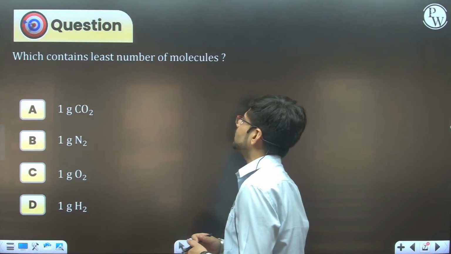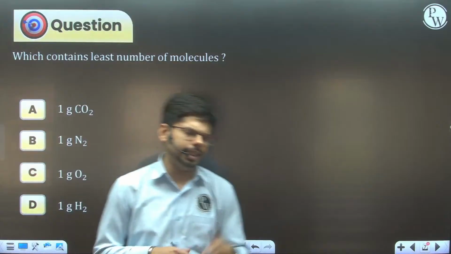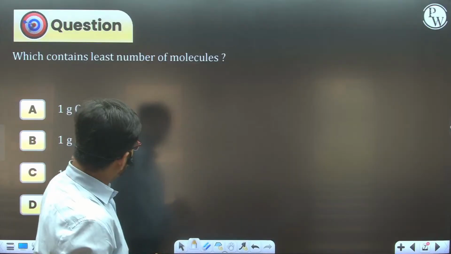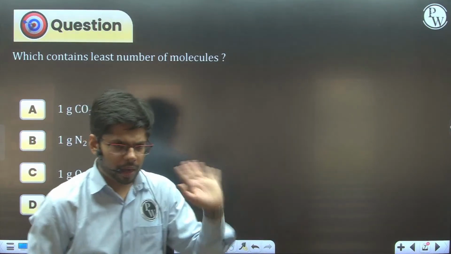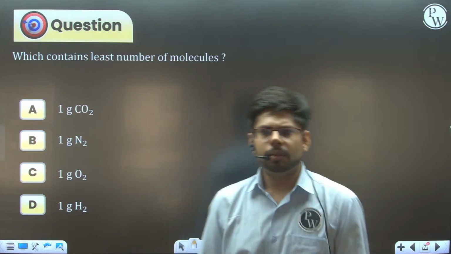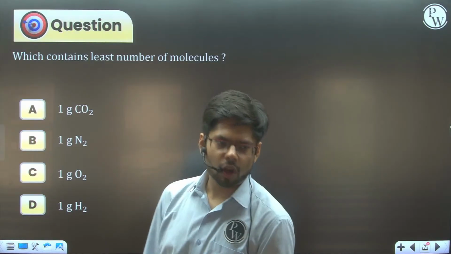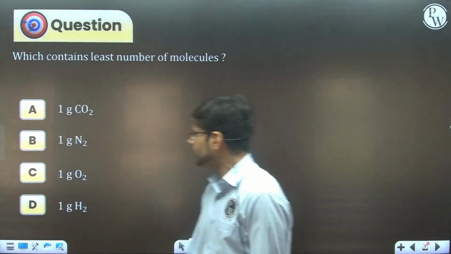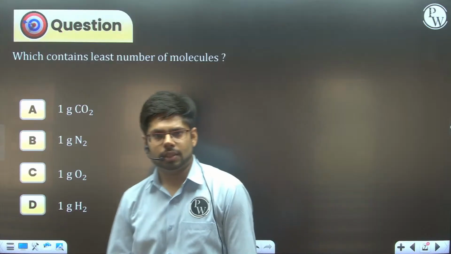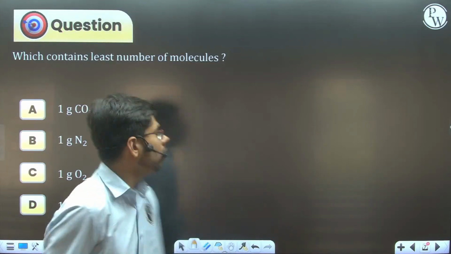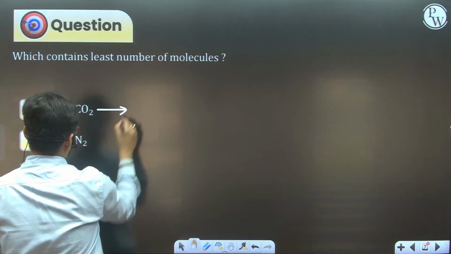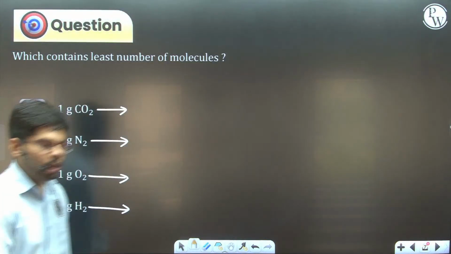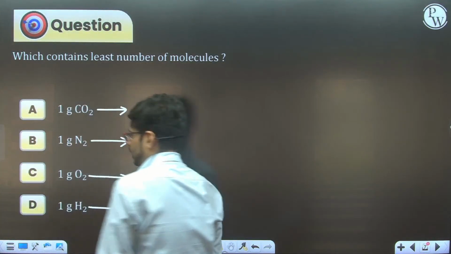Which contains least number of molecules? Very, very easy question and also very important. This type is very common for NEET. Least number of molecules, maximum number of molecules, maximum number of atoms, least number of atoms. Such questions are common. Okay, so which contains least number of molecules? We have 4 options. Now see, least number of molecules, that means we should find out the number of molecules for this, for this, for this, for this, and then we'll compare. How do we find out number of molecules?